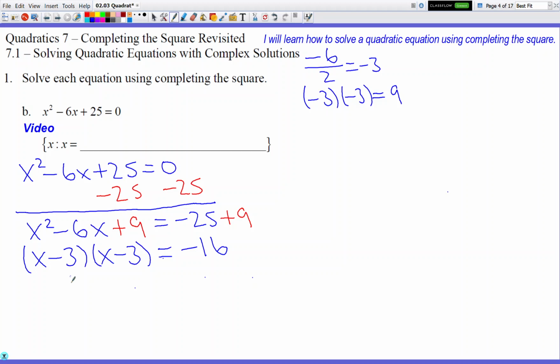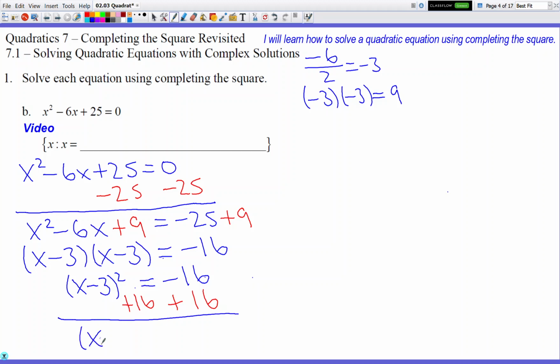So let's clean up that left side. We're going to write x minus 3 squared, because that's part of the vertex form, right? Equals negative 16. And should we stop here? No, because we're not at vertex form yet. So let's make this 16 go on the left side. So add 16 on both sides. And we get x minus 3 quantity squared plus 16 equals 0.